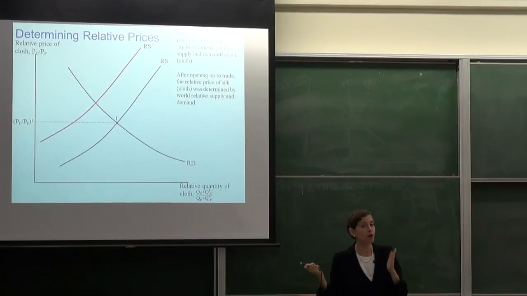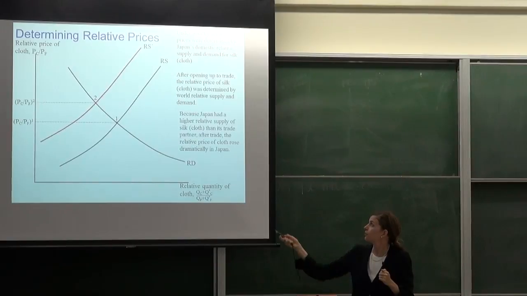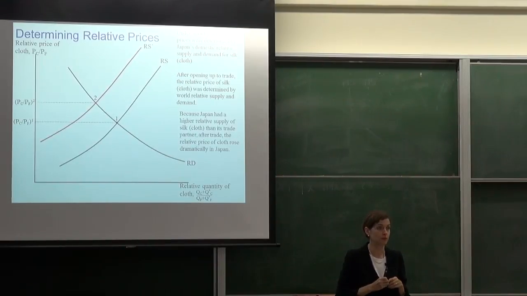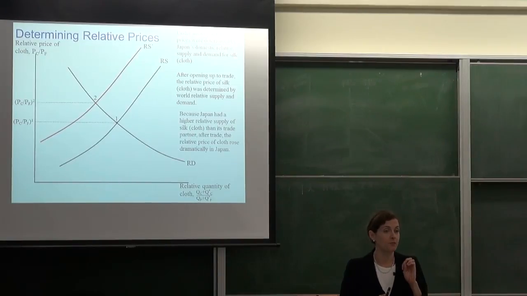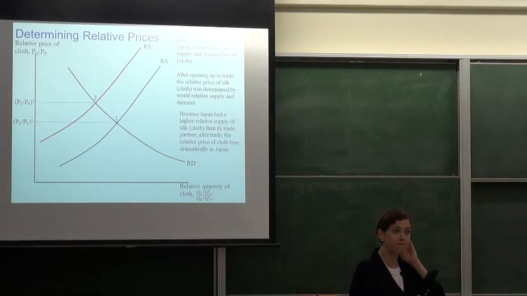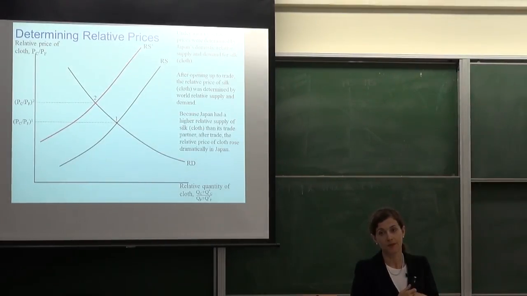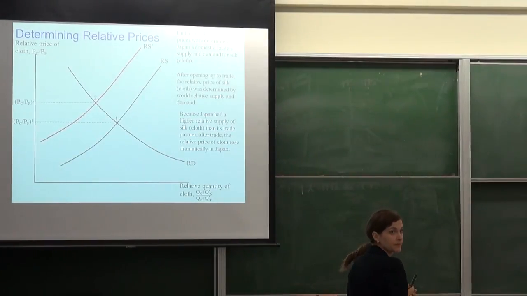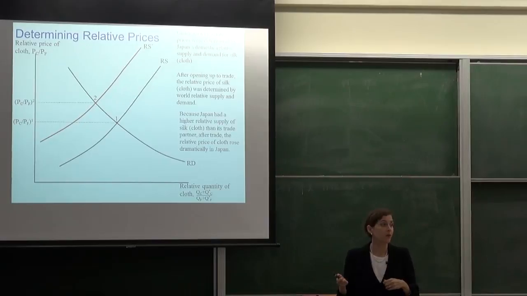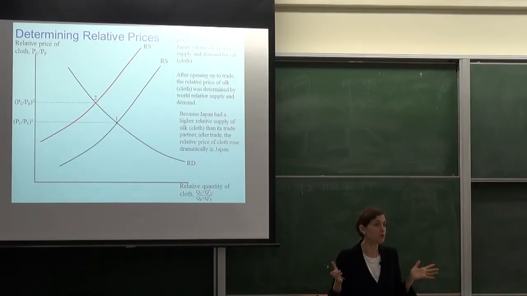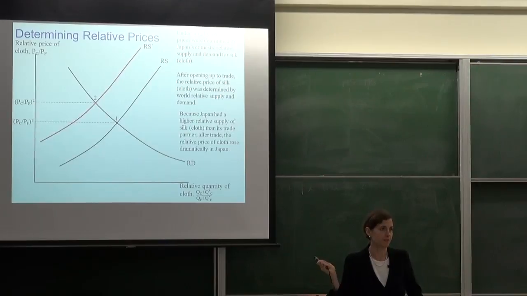So if we go from autarky to free trade, all of a sudden prices are determined by relative supply of the world, which is a little bit lower than Japan's domestic relative supply of silk. So what does that do to the equilibrium relative price of silk? What should happen to the price of silk when they go from autarky to free trade? The relative price of silk should go up. And you know what happened? It went up. It doubled. It increased 100% within a few years.